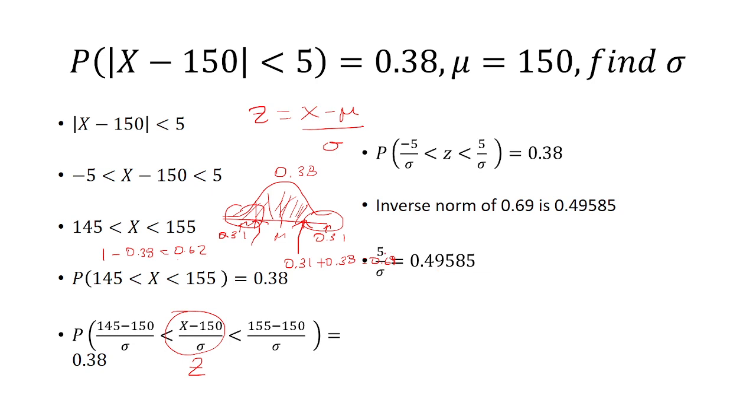So now we set the upper limit of 5 over sigma equal to our inverse norm. Solving for sigma. The way to solve for sigma is basically switch spots, the sigma and the 0.49585. So really just doing 5 divided by 0.49585 and get that the standard deviation is approximately 10.0837.